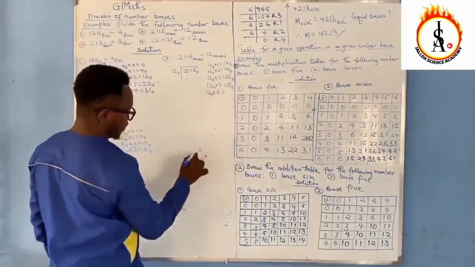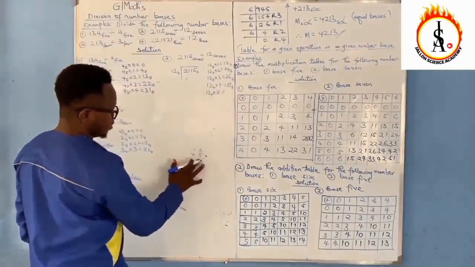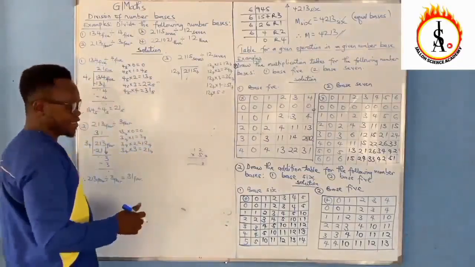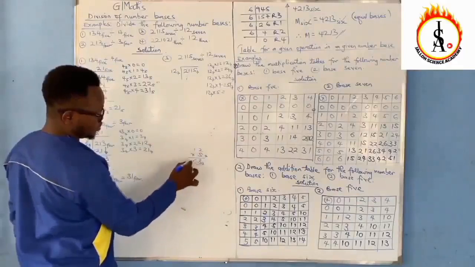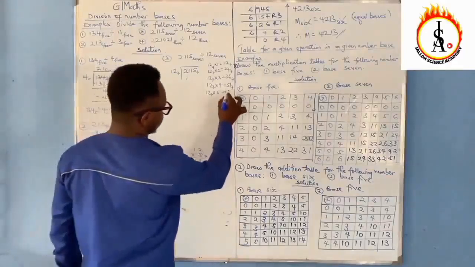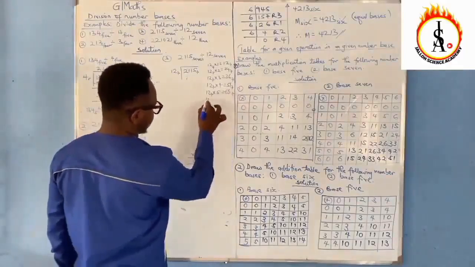1, 2 base 7 times 5. If we multiply this by 5, see what we get? 5 times 2 is 10. 10 in base 7, 1 remainder 3. 5 by 1 is 5 plus 1, 6. So we get 6, 3 base 7.